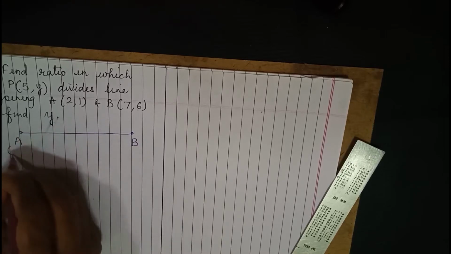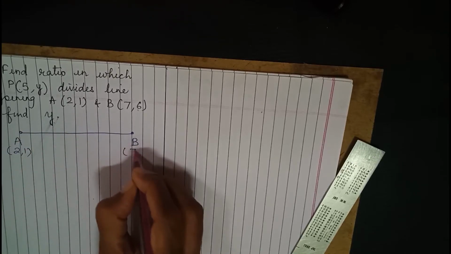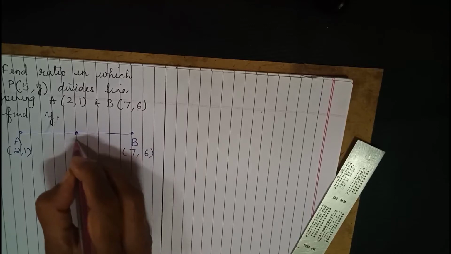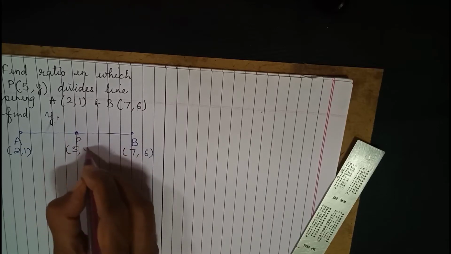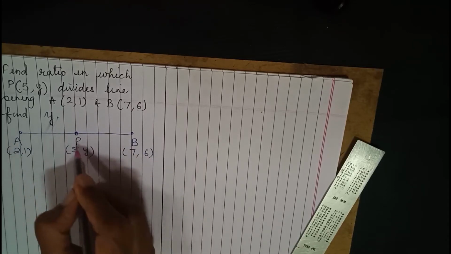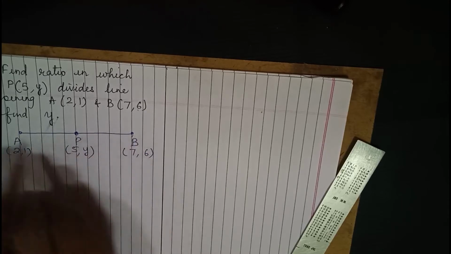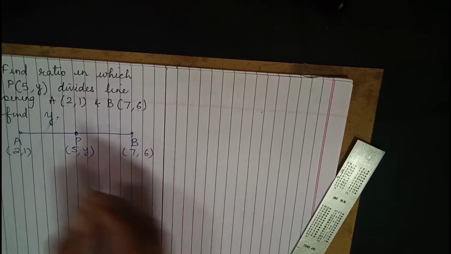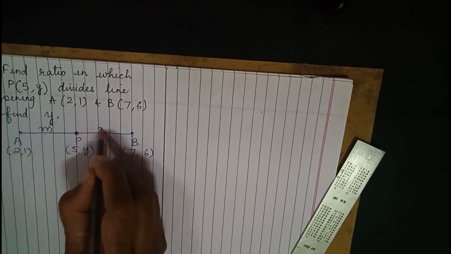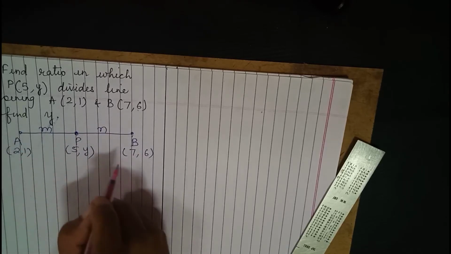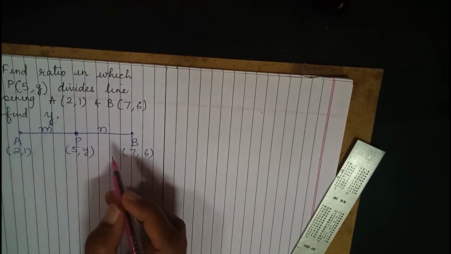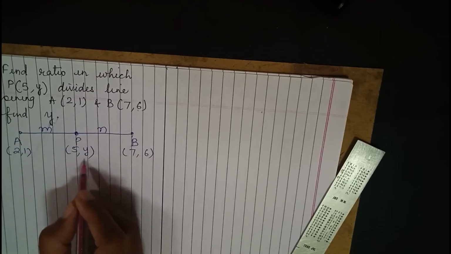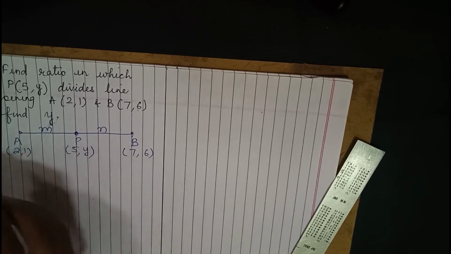So let us say A is given 2 and 1, B is given 7 and 6, and there is a point P which is given 5 and y. Now this point is dividing this segment AB in some particular ratio. That ratio is not given. That means the value of m and the value of n is not given to us, and that is what we have to find out, right? So let's again start using the section formula.